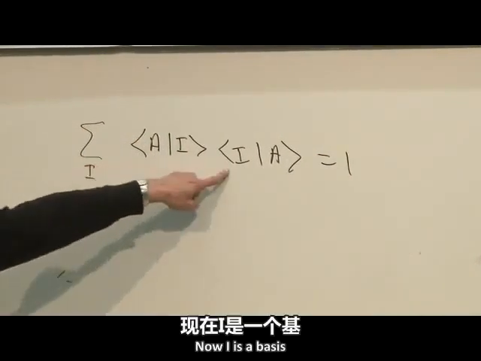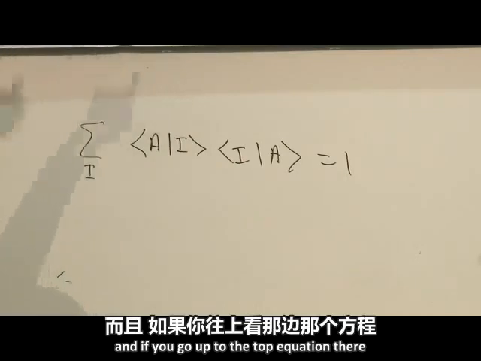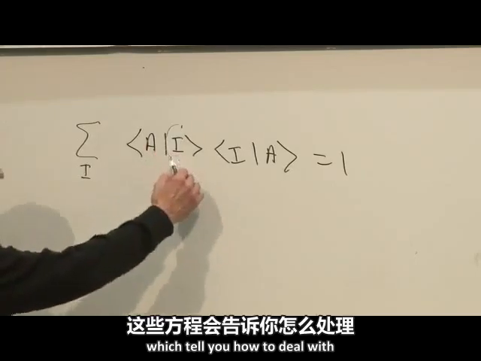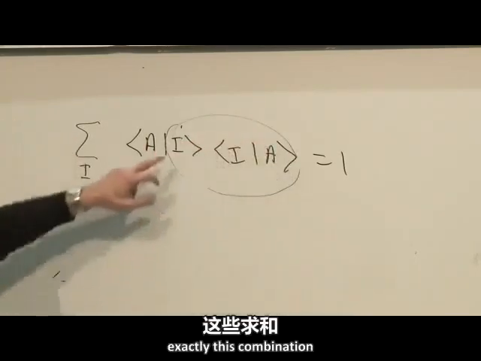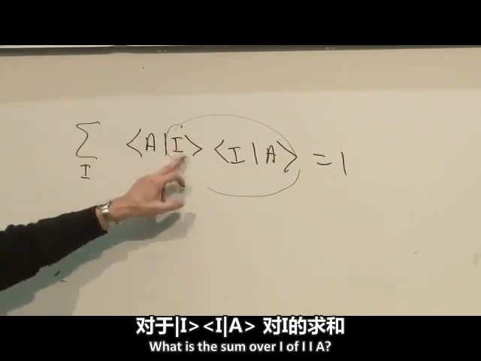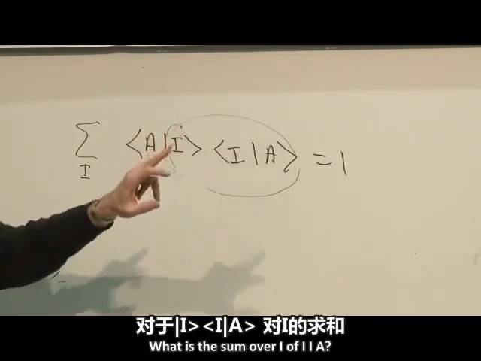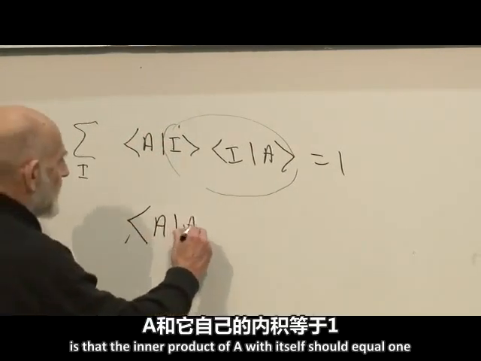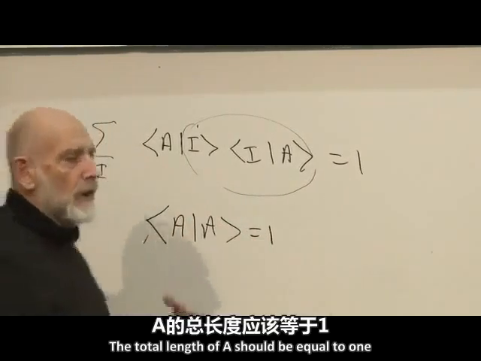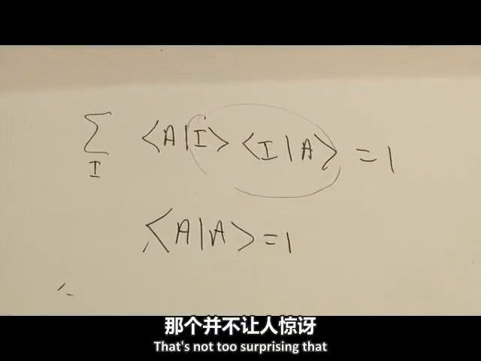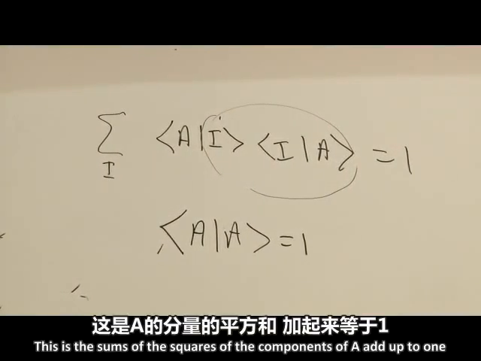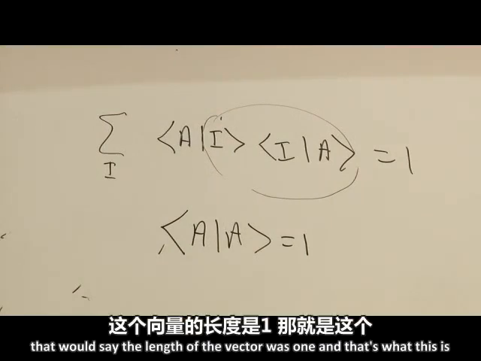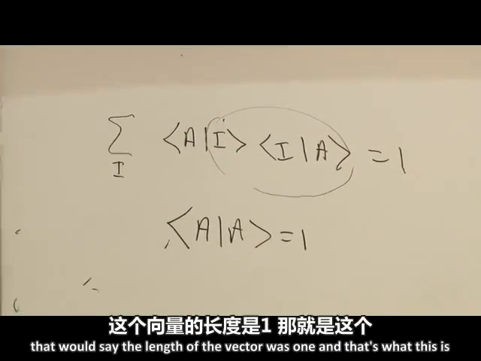Now, I is a basis. And if you go up to the top equation there, you have equations which tell you how to deal with exactly this combination. What is the sum over I of |I><I|A>? It's just A. So what this says is that the inner product of A with itself should equal 1. The total length of A should be equal to 1. That's not too surprising. This says the sums of the squares of the components of A add up to 1. For ordinary vectors, that would just say the length of the vector was 1, and that's what this says. The length of A is equal to 1.